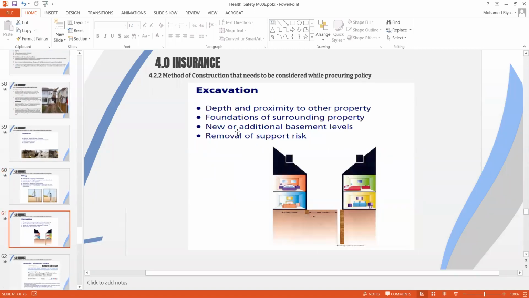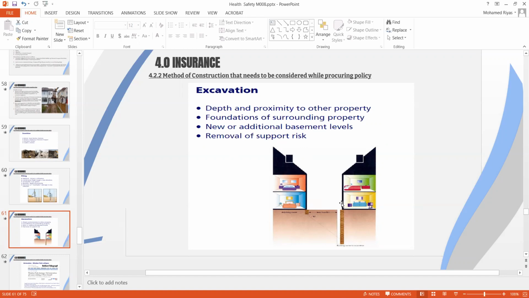Then coming to the excavation, again, it depends on many factors, and you need to see whether there is any close proximity property that is expensive, like a museum, and those kinds of properties. You need to have procured your insurance accordingly; a higher premium will cost you. And is there any additional support basement level you need?